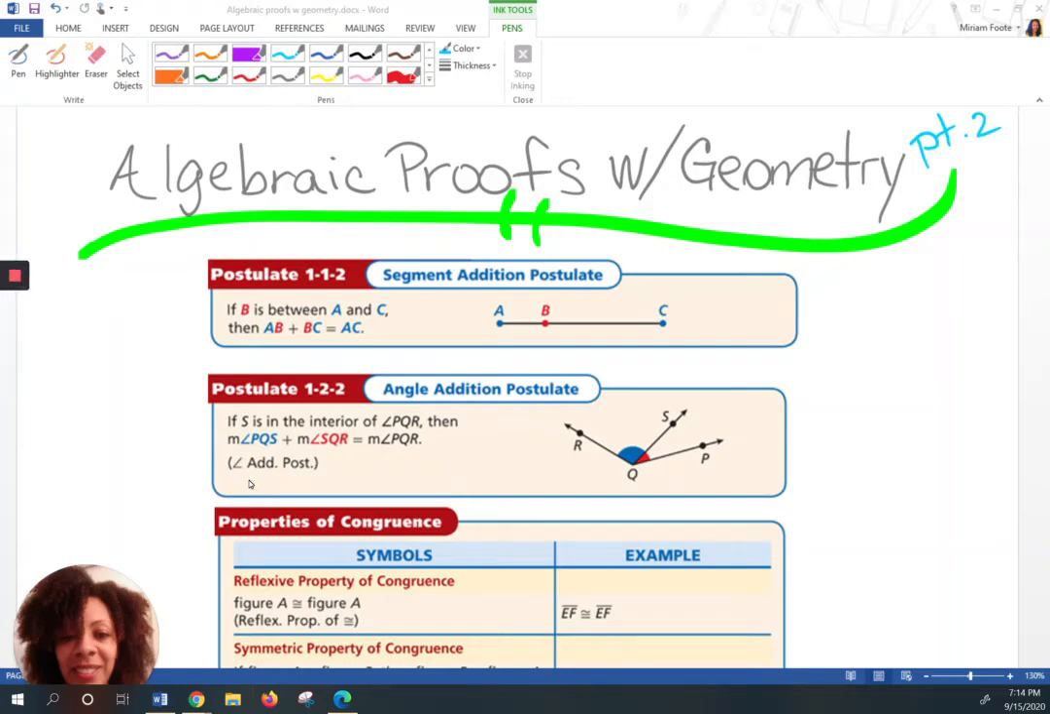Picking up where we left off, algebraic proofs also can be done with geometry. So this is part 2. The first thing you want to look at is your online textbook where it offers the postulates and the theorems.